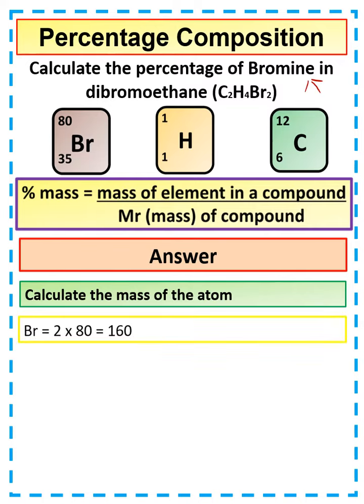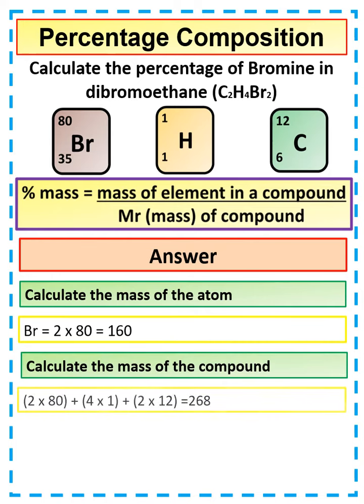We can see from our formula that we've got Br2, and we can see that the mass of bromine is 80. So therefore we're going to do 2 times 80, which will give us a total mass of 160. The second thing that we're going to do is calculate the total mass of the compound. So we know that we're going to have 80 times 2, plus our hydrogen, plus 2 lots of carbon.